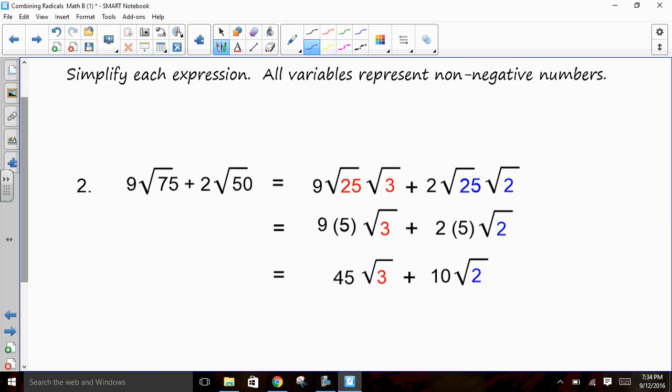Notice that even with simplifying, I do not have like terms. So, yes, you still need to simplify because there is a chance that you will have like terms. Sometimes you do not, and if you do not, you just leave it alone.